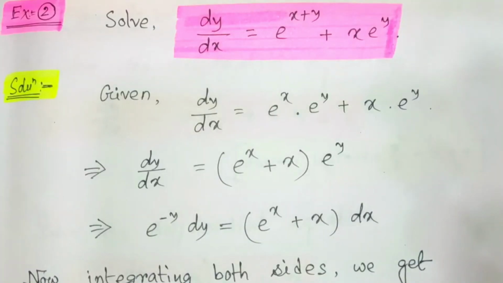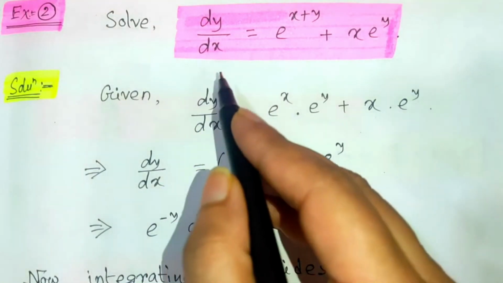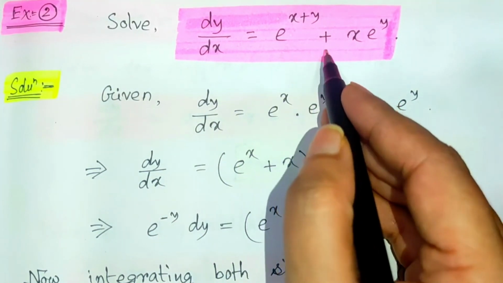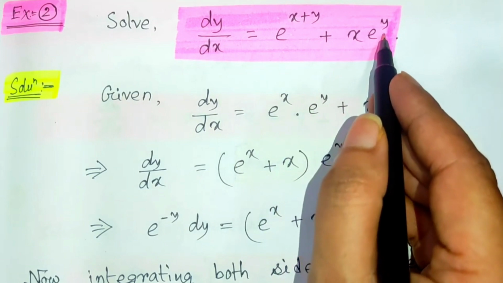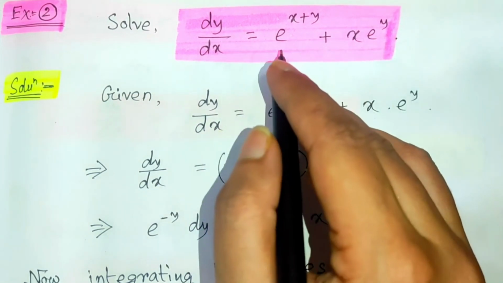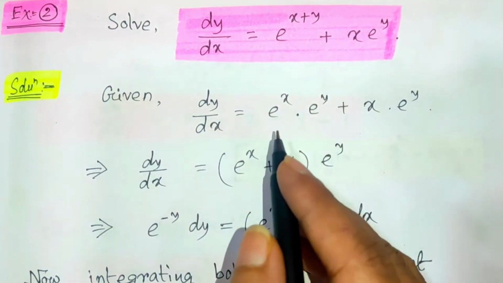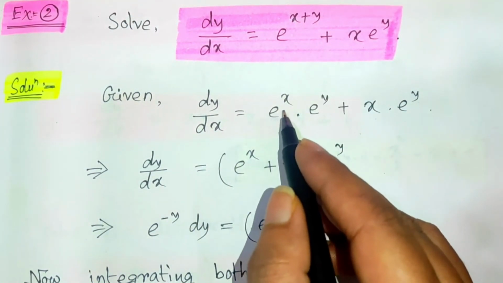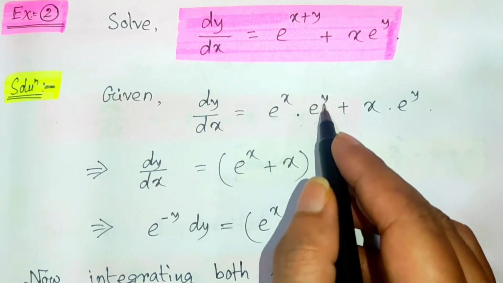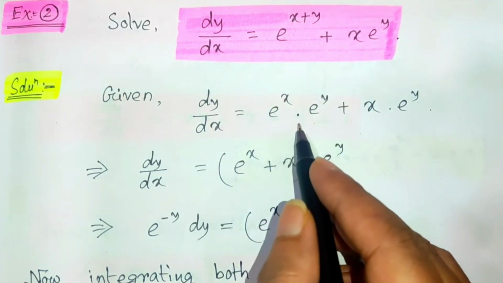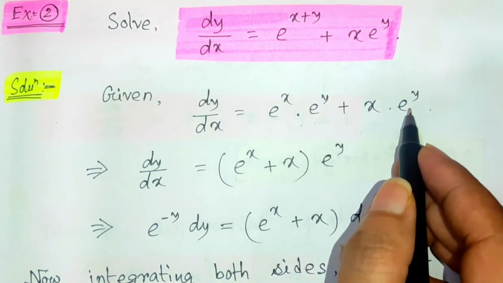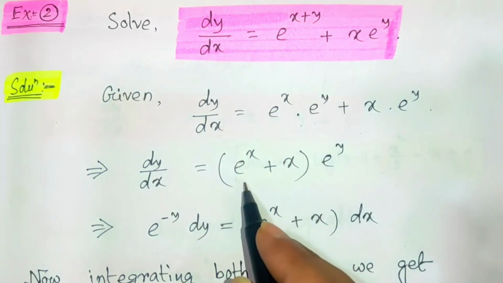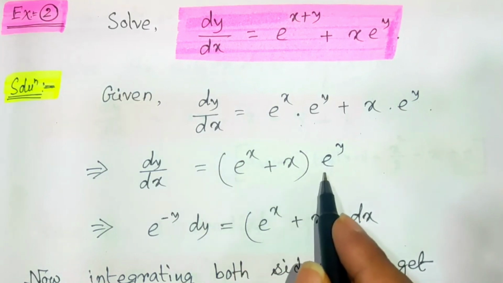Here is one more example, that is dy by dx is equal to e to the power x plus y plus x into e to the power y. At first we rewrite this given equation in the form of e to the power x into e to the power y plus x into e to the power y. Now e to the power y we should take common from here to get e to the power x plus x, into e to the power y.